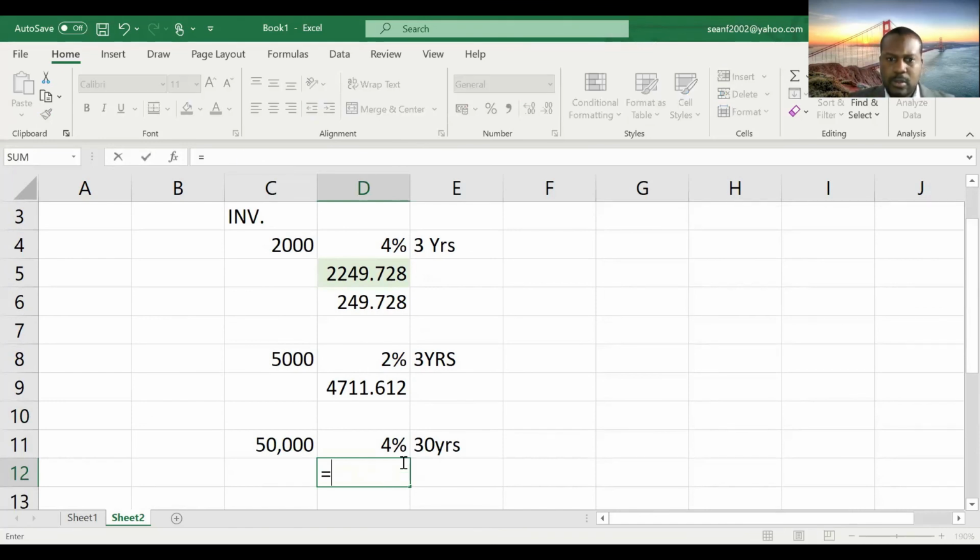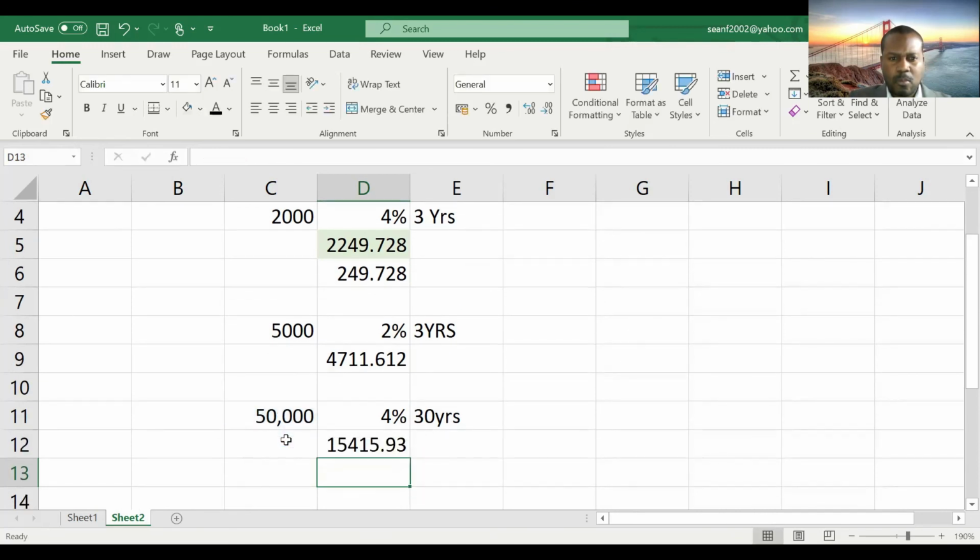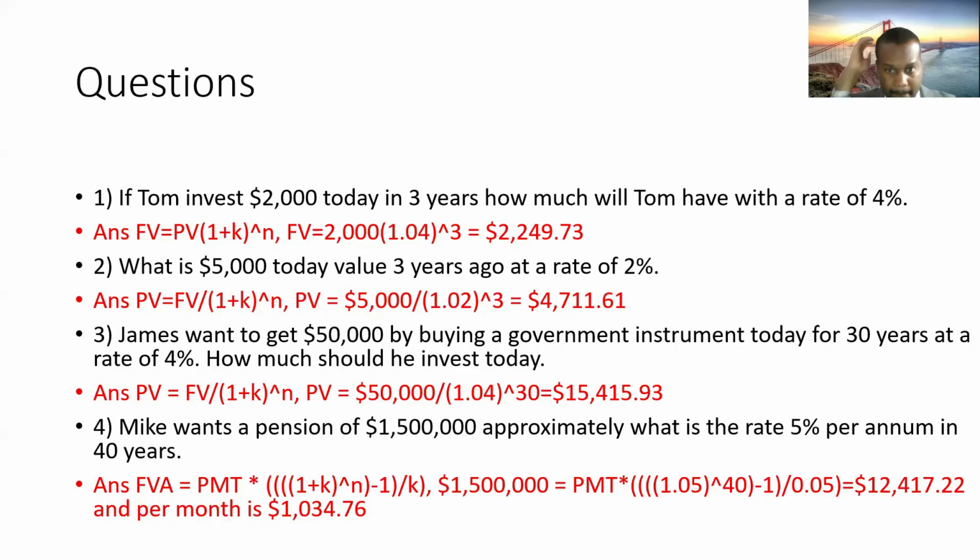Okay, so 1.04 to the power 30. This is 15,415.93. Let's see. 15,415.93.